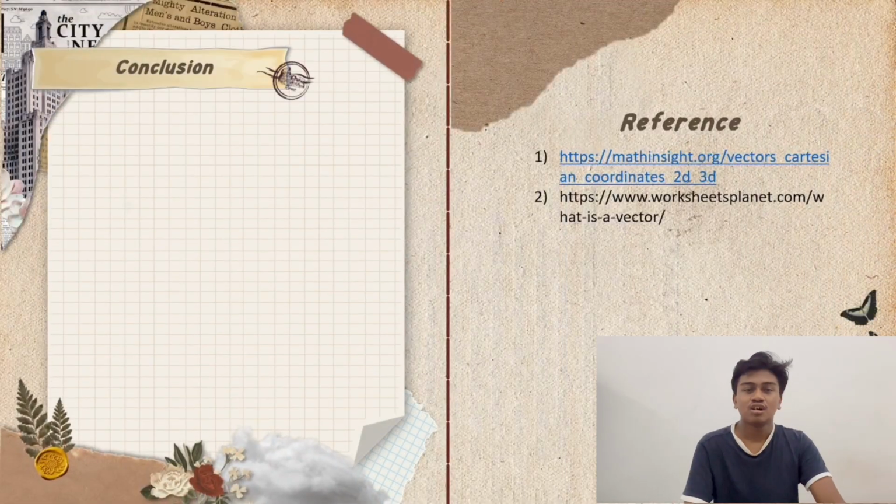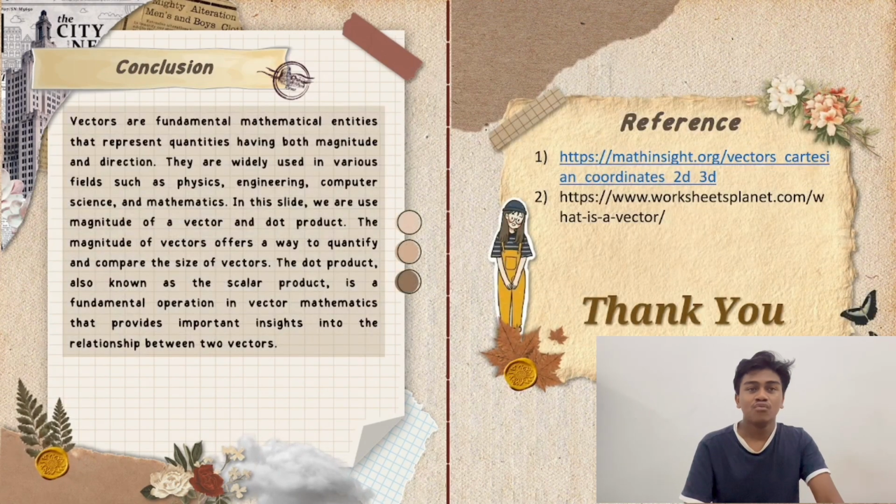Okay, so the last part of this video is the conclusion. Vectors are fundamental mathematical entities that represent quantities having both magnitude and direction. They are widely used in various fields such as physics, engineering, computer science, and mathematics. In this slide, we used the magnitude of a vector and the dot product. The magnitude of a vector offers a way to quantify and compare the size of vectors. The dot product, also known as the scalar product, is a fundamental operation in vector mathematics that provides important insight into the relationship between two vectors.